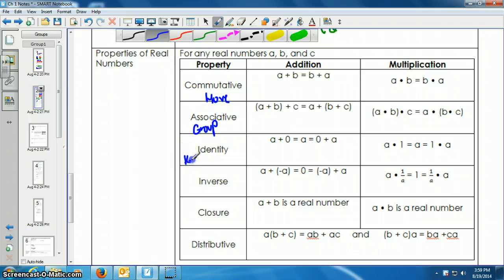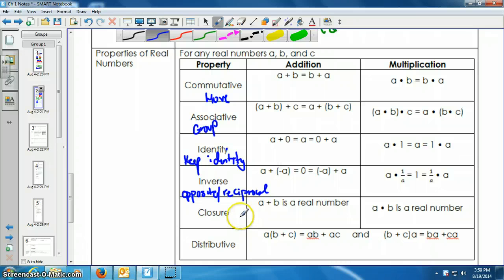Identity is just keeping its identity, staying the same. So either adding 0 or multiplying by 1, it's still staying the same. Inverse is the opposite or the reciprocal. And reciprocal is when you flip that fraction. So there's where it's being flipped, multiplied by its reciprocal.